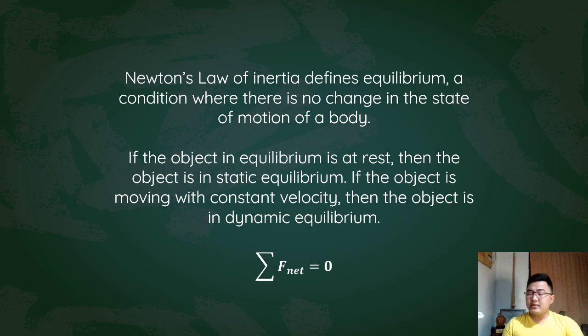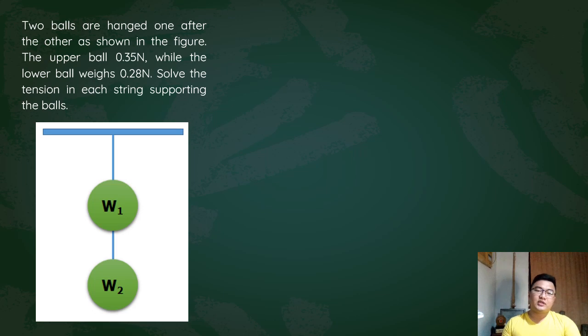So let's look into some examples to illustrate the first condition of equilibrium. We have here two balls hanged one after the other as shown in the figure. The upper ball weighs 0.35 newtons while the lower ball weighs 0.28 newtons. Solve the tension in each string supporting the ball. So what do we need to do to solve for the tension force acting on each of these strings?